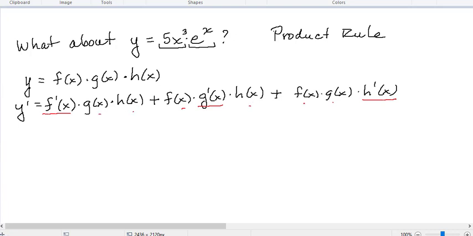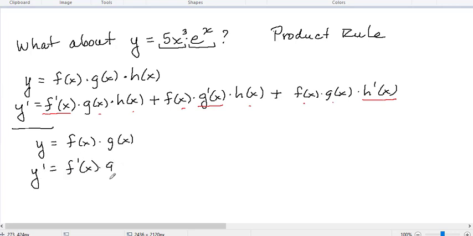So to simplify that, what if you only had two functions multiplied together? For the derivative, take the derivative of the first function times, keep the other function the same, plus, always a plus connecting these pieces, then you switch it. You keep the first function the same times the derivative of the second function. Let's try that on our example problem.